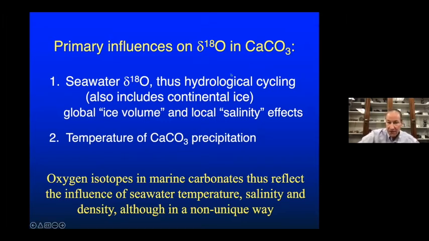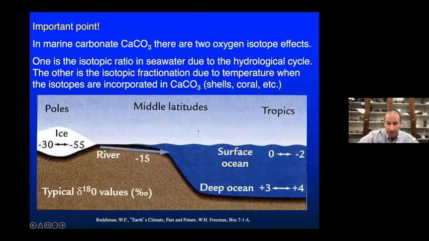When I come back to calcium carbonate, there are these two influences. And this is just another way of saying the same thing. And you can see that the surface ocean can have values that are very near zero. Rivers in the mid latitudes, I think near New York, the delta O18 might be -10. If you go to higher latitudes, it might be -20. The Greenland ice sheet is -35. Antarctica is -40 or -50.